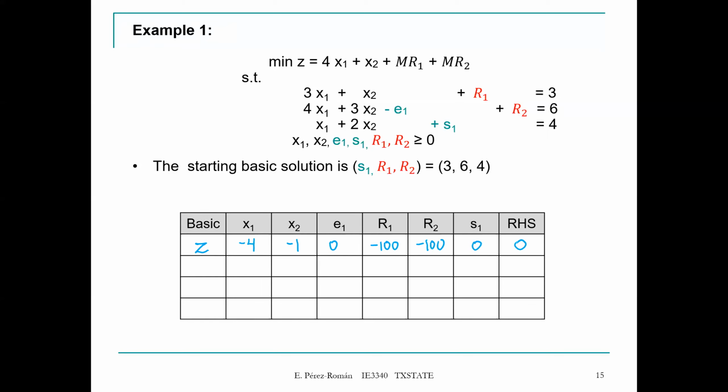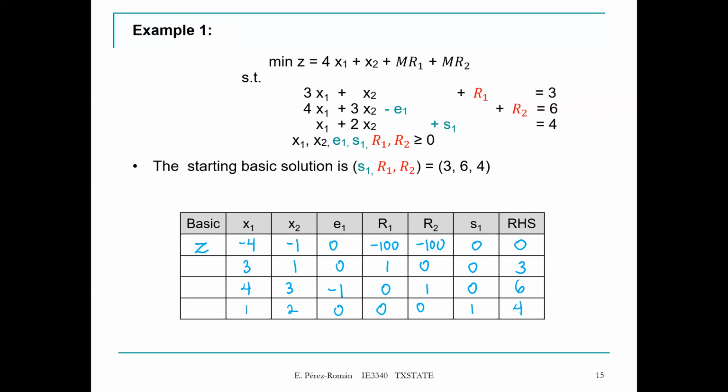For the first constraint, we have 3, 1, 0, 1, 0, 0, 3. For the second constraint, we have 4, 3, minus 1, 0, 1, 0, 6. And for the third constraint, we have 1, 2, 0, 0, 0, 1, and 4.